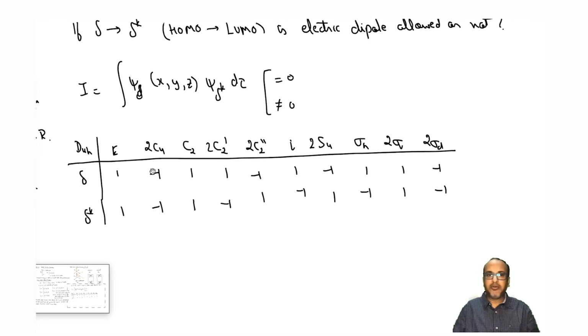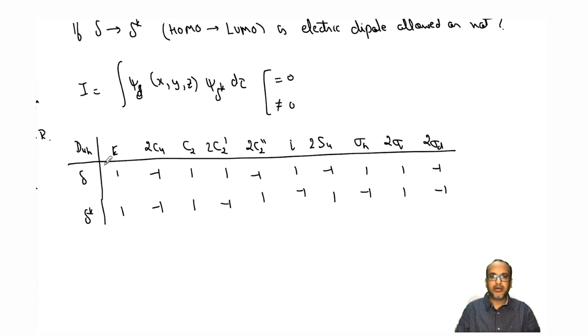Once you find out the representation corresponding to delta and delta star, I can compare it with the standard character table of D4h and find that one of them is B1g and the other one is B2u. Now I have found the irreducible representations corresponding to the bases delta and delta star.